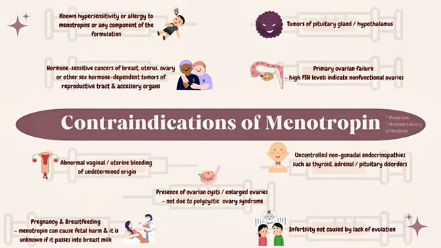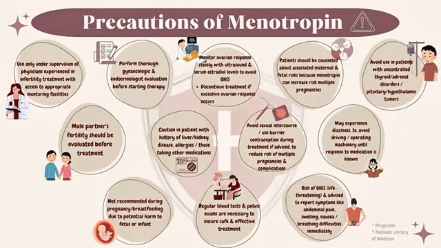Menotropin should not be used if you have allergies to the drug, hormone-sensitive cancers, or pituitary or hypothalamic tumors. It's also contraindicated in primary ovarian failure, abdominal bleeding, or uncontrolled endocrine disorder. Avoid use during pregnancy or breastfeeding, and if infertility isn't caused by ovulation problems. Use menotropins only under specialist supervision with proper monitoring.